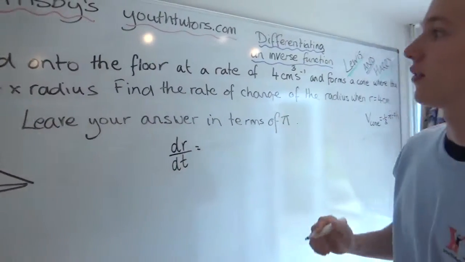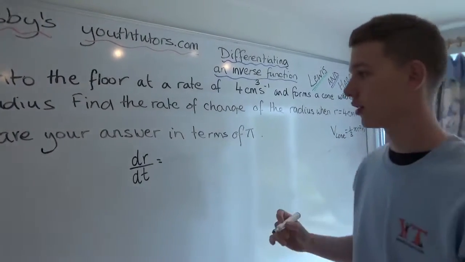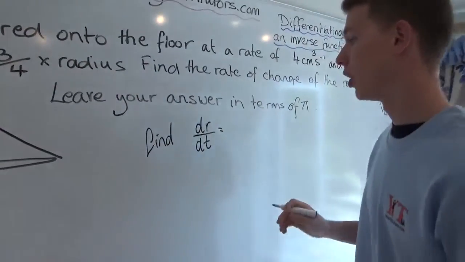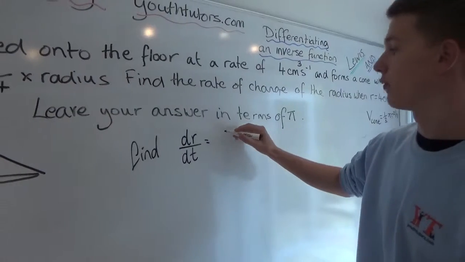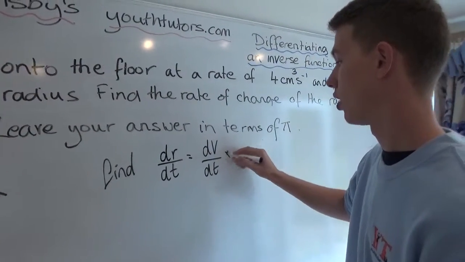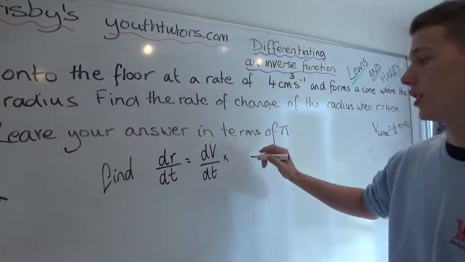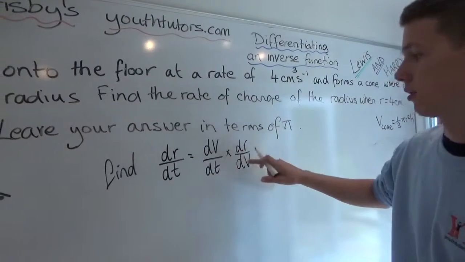We've also been given the rate at which the volume of sand is poured. So dr/dt will be equal to the rate of volume, so dv/dt, times something which will cancel to get us dr/dt, so we need dr/dv. So you've used what rule there?